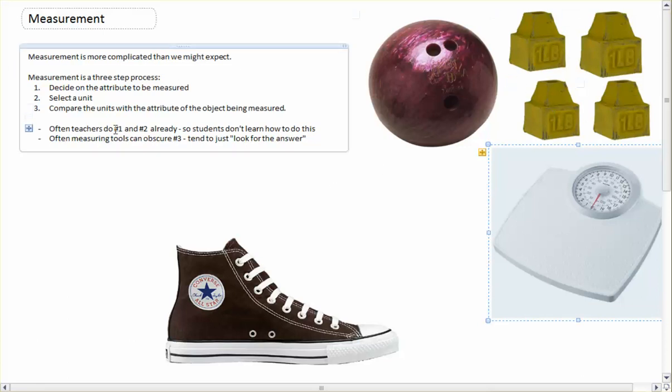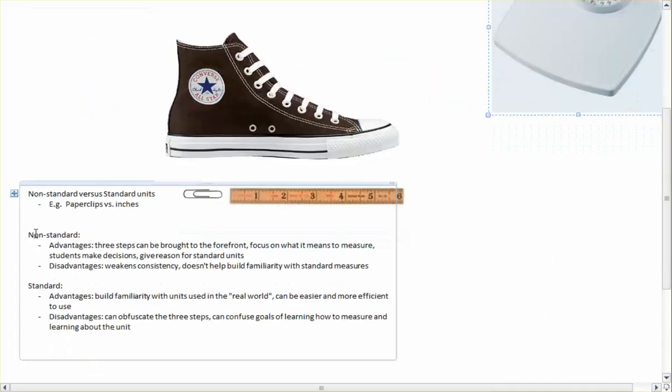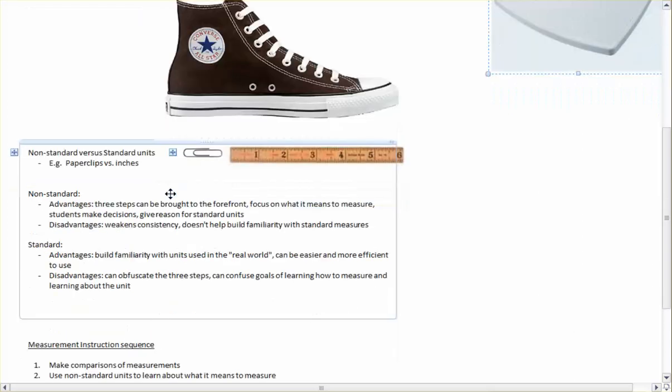So how can we help students learn about these three steps and therefore better understand what measuring is? We can introduce the idea of measurement with non-standard units. What do we mean? What's a non-standard versus a standard unit? Another example, let's say I said measure how long this shoe is. A standard unit would be inches. You put the ruler there and you see how many inches it is. Non-standard, you might say, I'm going to measure how many paper clips it is. And so you take this paper clip here and you line it up against the bottom of the shoe over and over again and you see how many paper clips long it is.